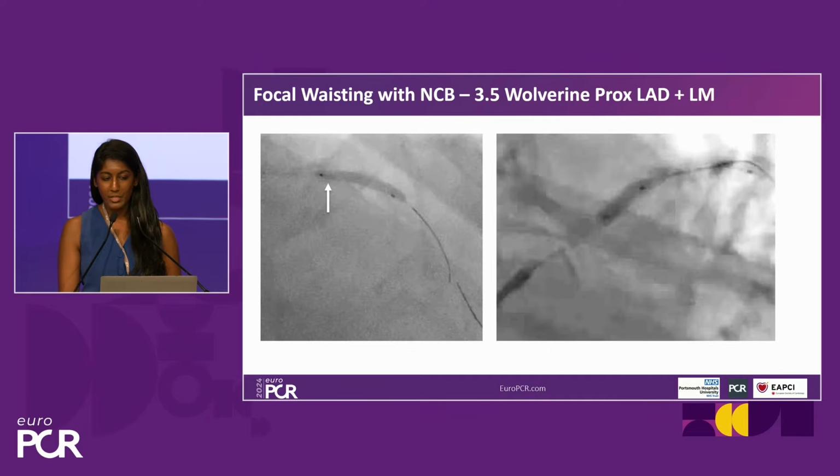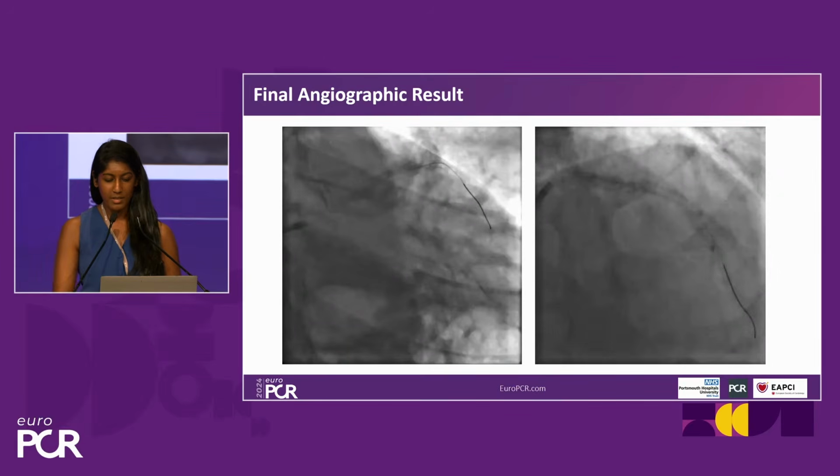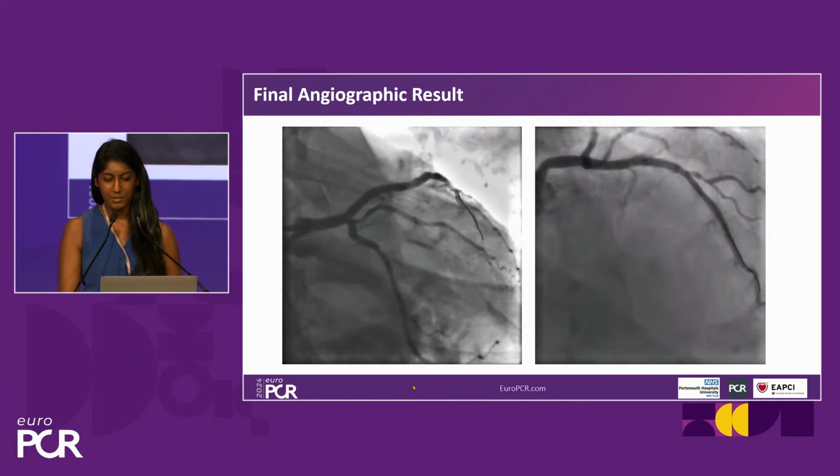There was some focal wasting with a non-compliant, so I took a 3.5 Wolverine, which was then upsized nicely, as you see on the right-hand image, took that into the left main as well, and this is the final angiographic result.